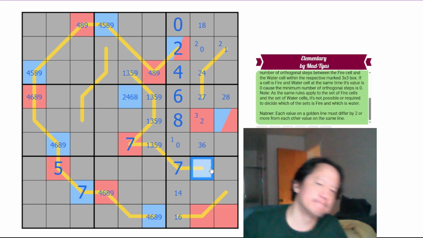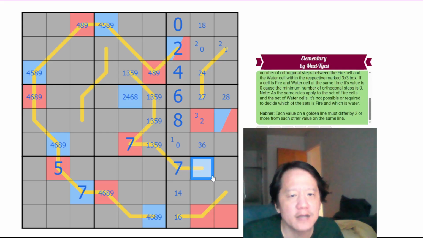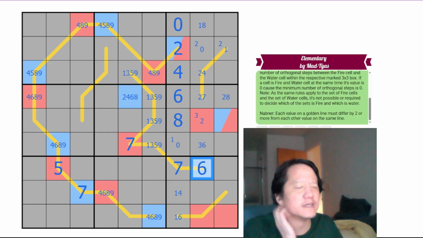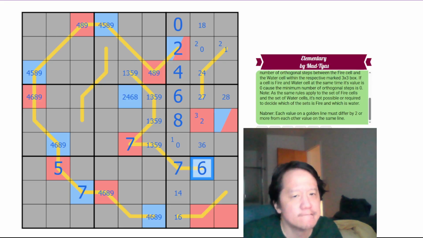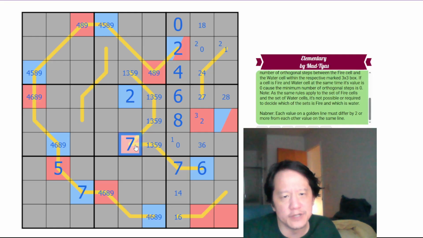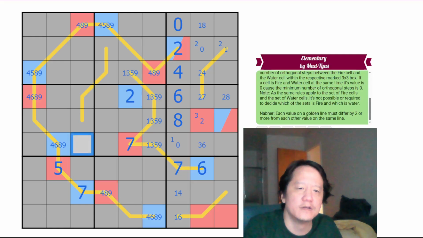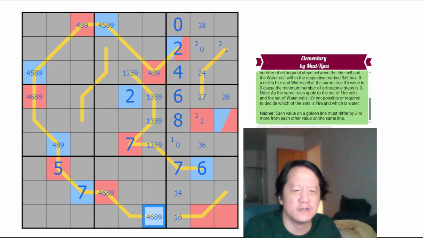This digit. Oh, wait. It has to be 6. And that's fine for either one. That means this digit cannot be 4, 6, or 8. It has to be 2. And the reason is because 6 is already accounted for in one of these sets of 3. So 6 there, no 6 in the blues.